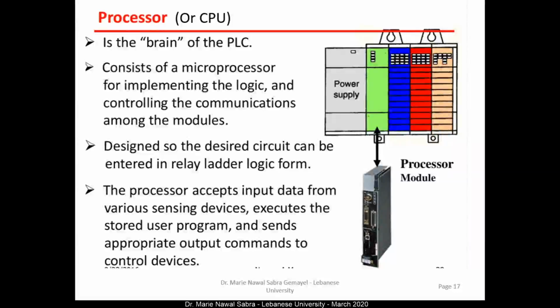The processor, or the CPU, this is the brain of the PLC. It consists of a microprocessor for implementing the logic. It is designed so the circuit can be entered in relay ladder logic form. So within the basic program, it is adapted to ladder logic as well as other different programming ways. But the most common in PLCs is the ladder logic. So the processor is the unit that is going to take the information from the sensors, execute the stored program, and send the appropriate values to the outputs.